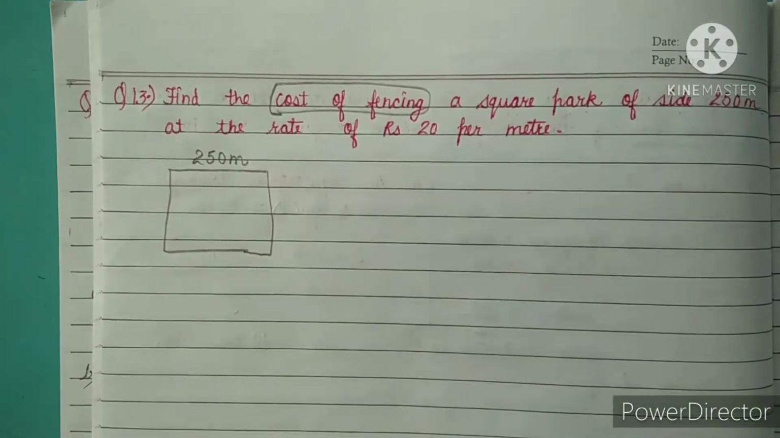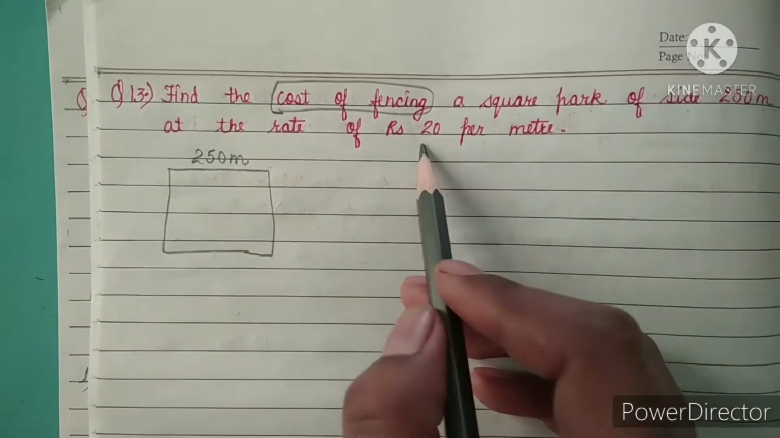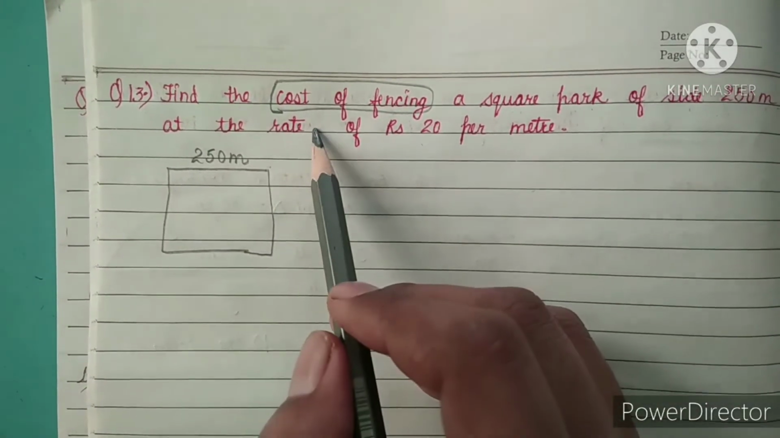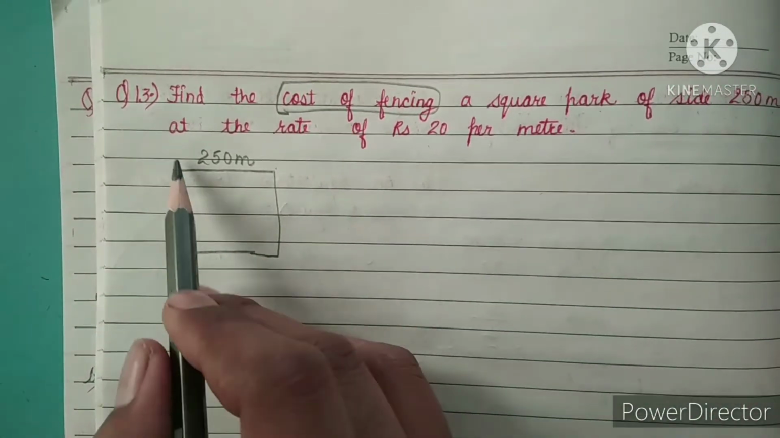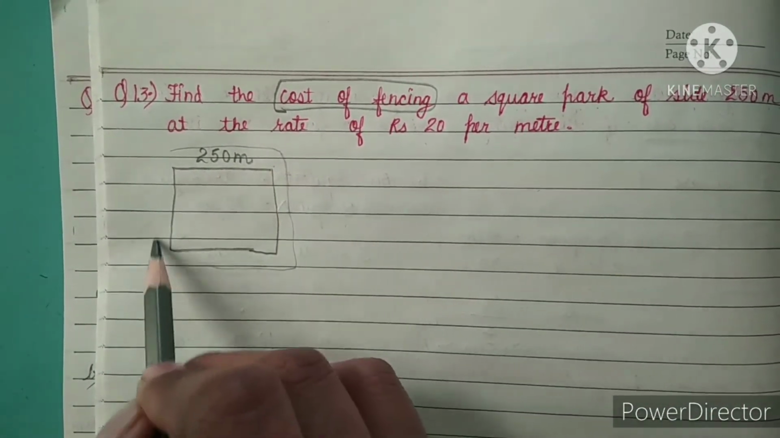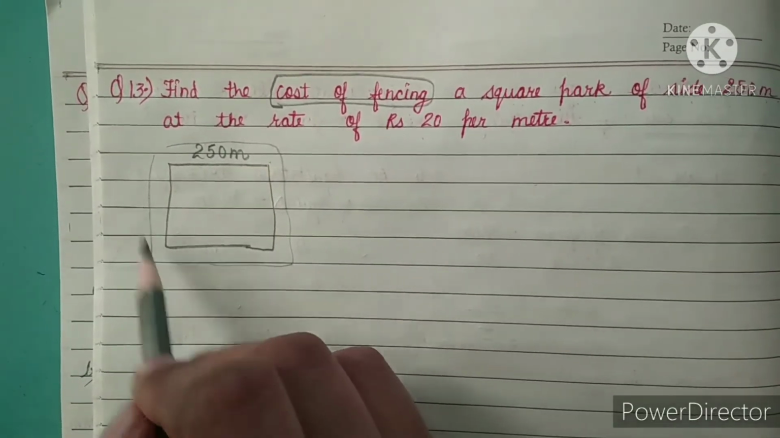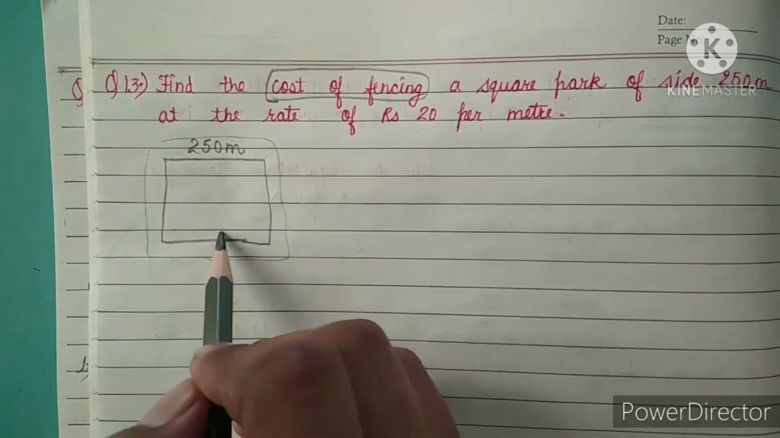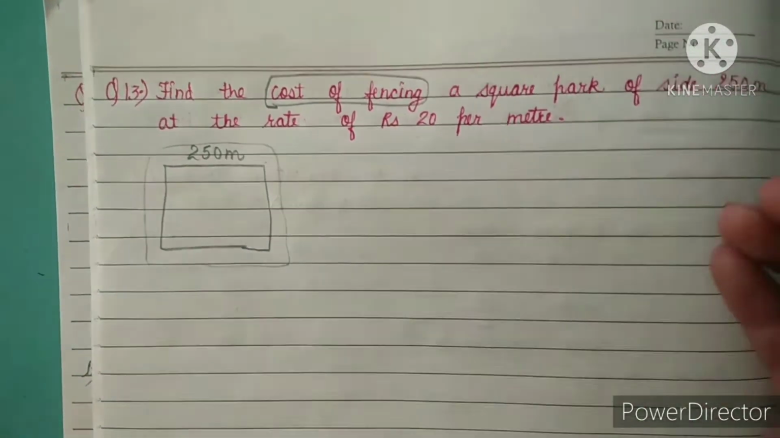If the question were giving us only one side, we would simply multiply 250 by 20. But we have to find the cost of fencing all over the square park. It means fencing will be on the perimeter. So firstly we will take out the perimeter of the square park.